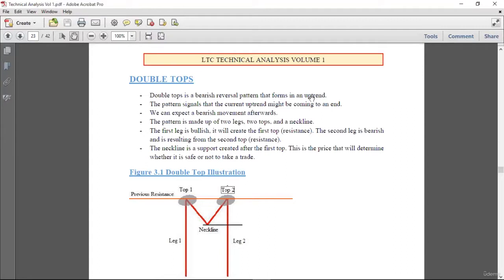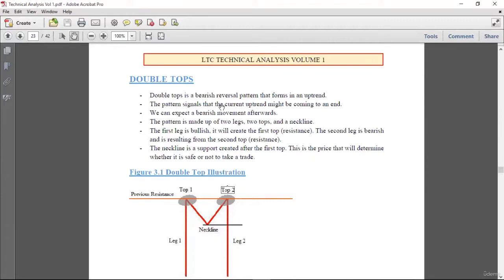Very important to note, it is a bearish reversal pattern, which means it will form when we are most likely to get a reversal that's going to go down. And it's important to note that it forms in an uptrend. So if it's a bearish reversal pattern, it has to form in an uptrend, unless it's a continuation. But for reversal, you have to look for it in an uptrend.